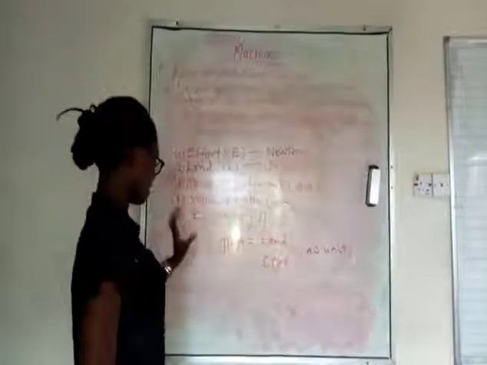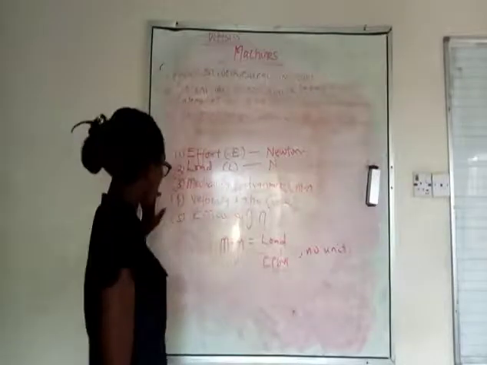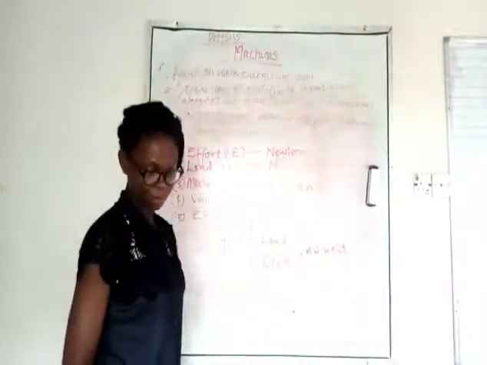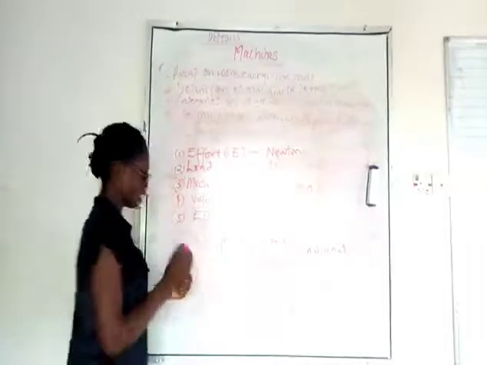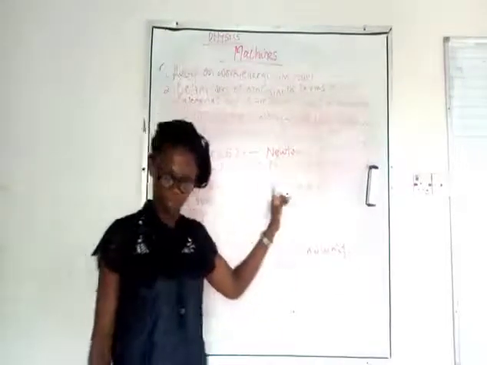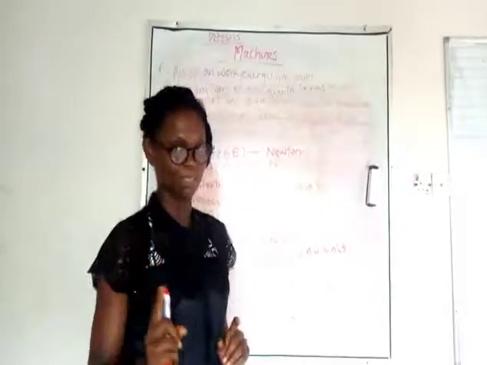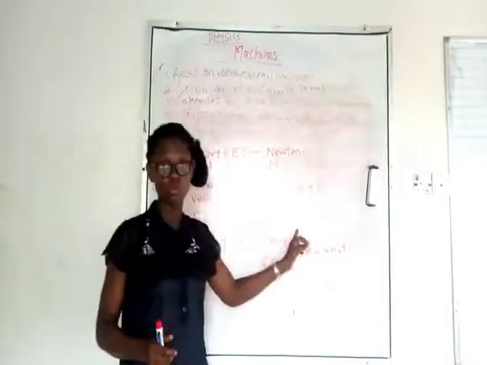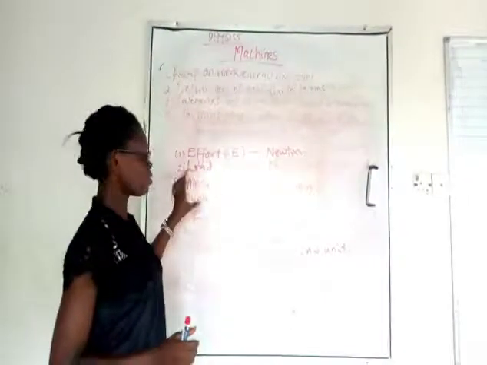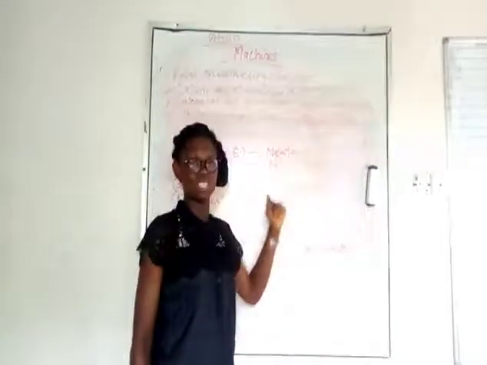It is actually the ratio of the load to the effort. How about your velocity ratio? Actually, this is the ratio of the distance moved by effort to the distance moved by load. Do not confuse it. Whereas mechanical advantage is load to effort, your velocity ratio is the ratio of the distance moved by effort to the distance moved by load.